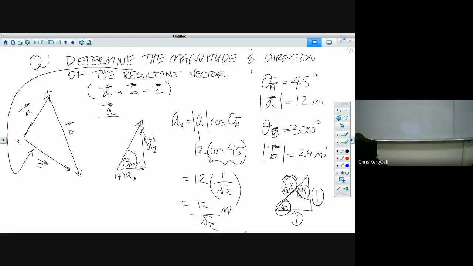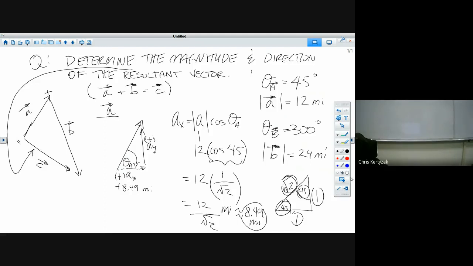All right, so I recommend that you take out your calculator and work it out. 12 over root 2, I'm getting approximately 8.49 miles. Okay, that's the X component. And then I'll connect it with my picture and say, all right, it's 8.49 miles right here, just to add it to my little visual that I have here.